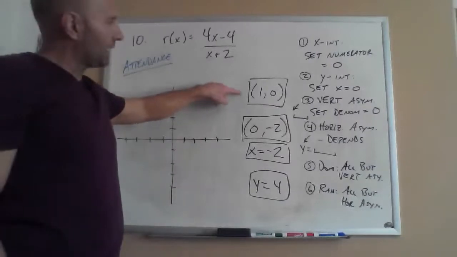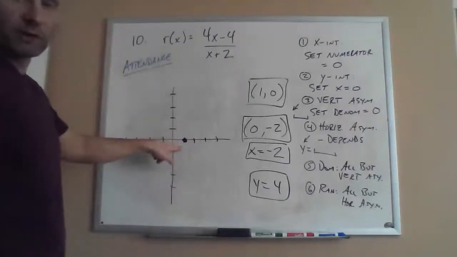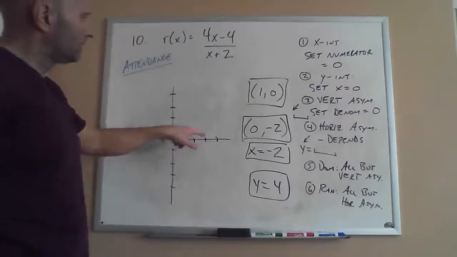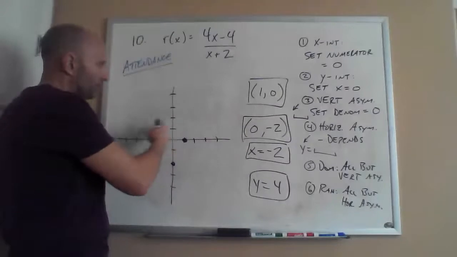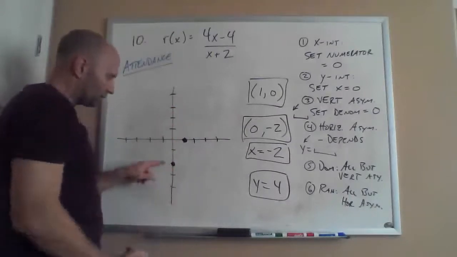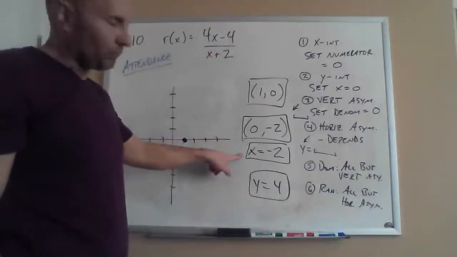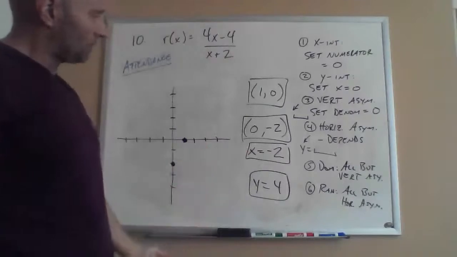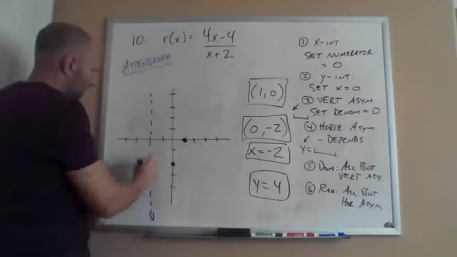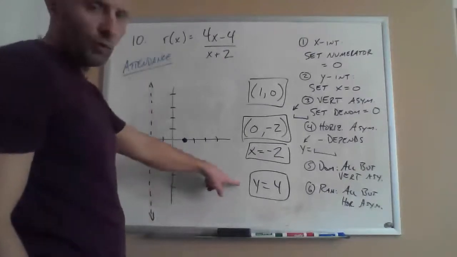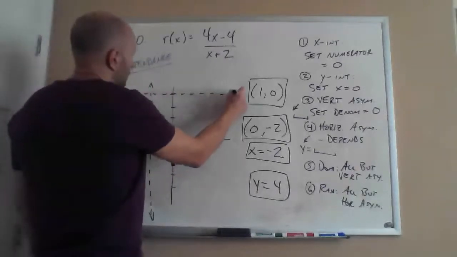we have what? Our X-intercept is at 1, 0. So right here, meaning the graph is going through that point. And our Y-intercept is 0, negative 2. So 0 units left or right, 2 units down. So the graph is also going through this point. And then our asymptotes. So the vertical asymptote is going through x equals negative 2. So over here. And the horizontal is at y equals 4. So up here.